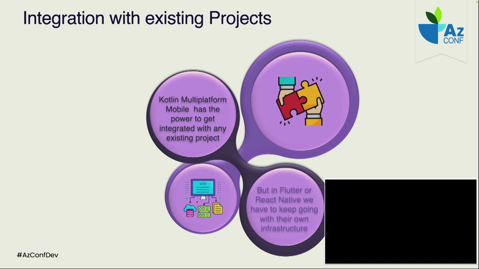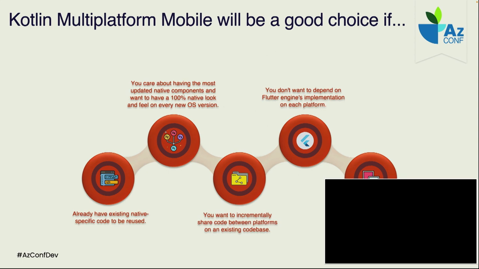The other thing is integration with the existing project. So you have an application which is already written and available in either iOS or Android. You can easily start with KMM, in a step-by-step process. So you can reuse the code. Whatever code is available in Android, you can reuse it and build the common shared core business logic layer in KMM itself and share it across the platforms. But in Flutter or React Native, you need to have your own infrastructure for the application development. So Kotlin Multiplatform Mobile is a very good choice.